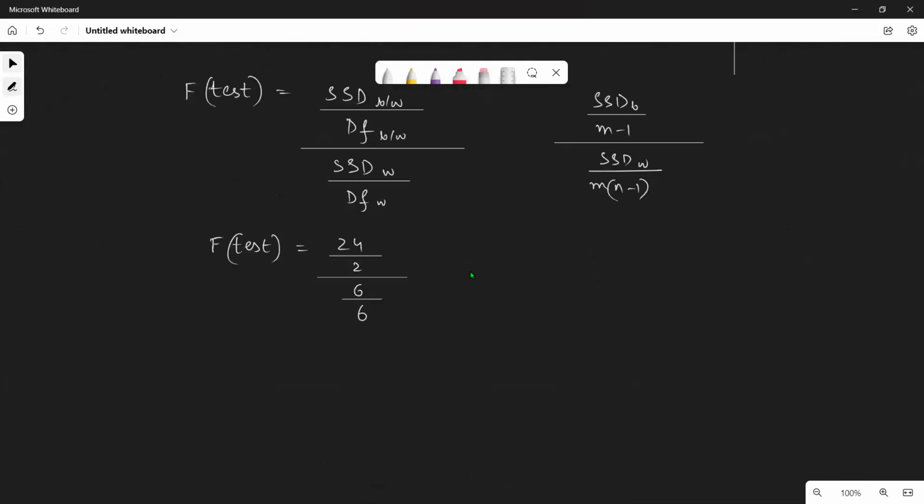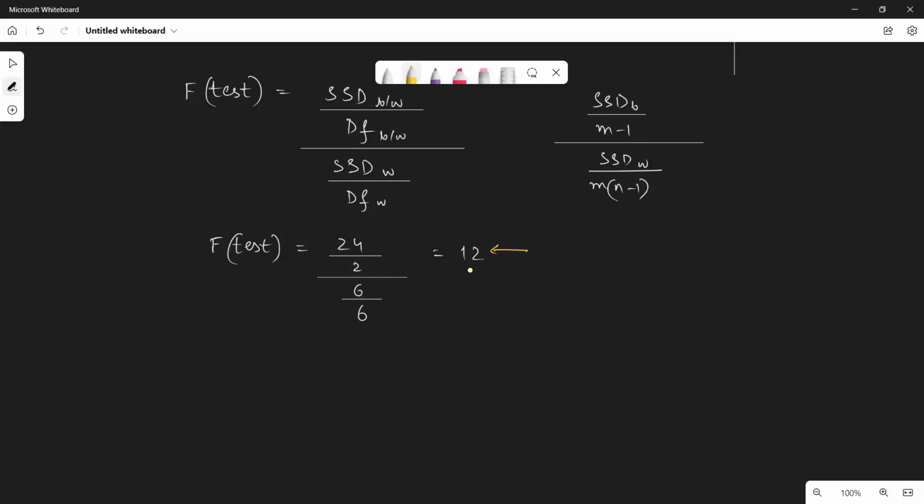So this is what we have. If we calculate it, it will be nothing but 12. All of you are getting the same value, F test? Yeah, I got 4. So the F test value that we have got is 12. And this is for the data which you have.